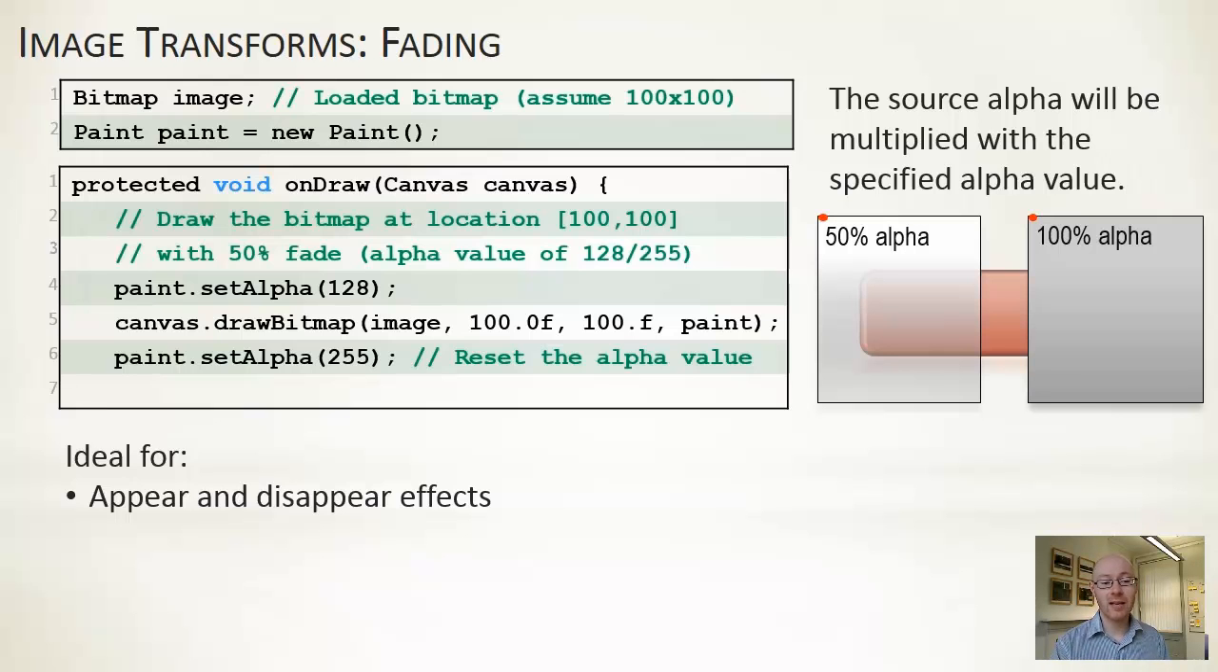Then anytime I draw a bitmap out, it will take into account the alpha value of that image, but it's going to multiply it by the alpha value that I've set. So it will reduce it, in this case, by an extra 50%. After I've done that, because I'm reusing my paint object, I need to make sure I remember to set my alpha value back to the default of 255. So it's simply based on the image's alpha value. Why might you want to use this? It's ideal for any appearance where we want things to fade in or to fade out.